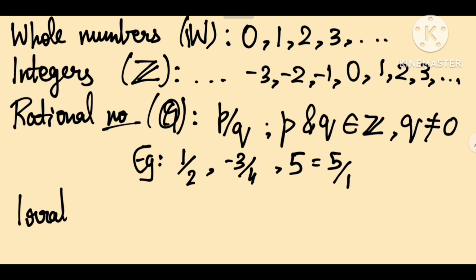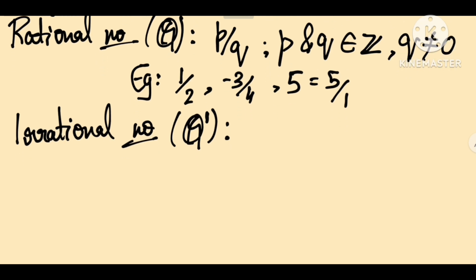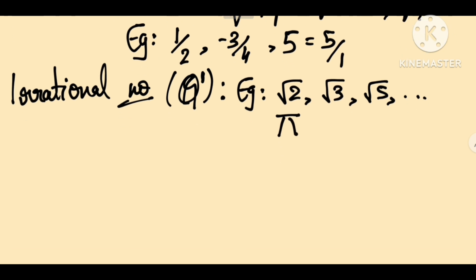Next up, we have the irrational numbers. Irrational numbers are denoted as Q dash or Q complement. The numbers that cannot be written in the form of p by q are said to be irrational numbers. That is, the numbers other than the rational numbers are said to be irrational numbers. For example, root 2, root 3, root 5, and so on. And yes, even pi is an irrational number.